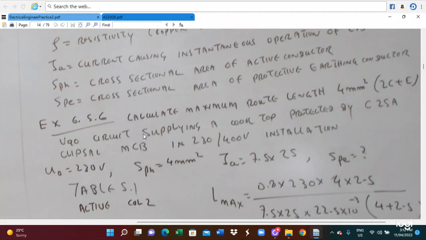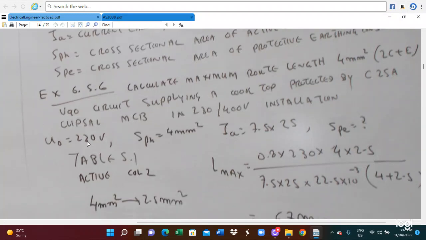Calculate the maximum route length. The cross-sectional area is 4 millimeter square, 2-core plus earth conductor, V90. The circuit is supplying the load and is protected by a C25 ampere MCB in a 400 volt installation. In this case, U0 is 234, SPH is 4 millimeter square, and IA is 25 amperes. This is the type C MCB, so 7.5 times 25 ampere. And then we have to calculate the SPE.